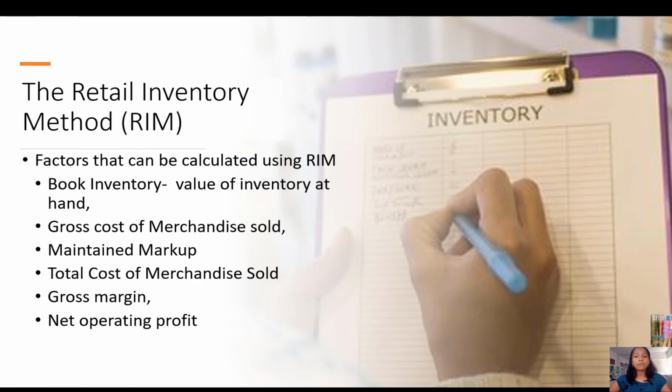Using the retail method of inventory valuation, a retailer can determine the following factors at any time. First, book inventory, which is the value of inventory in hand. Second, gross cost of merchandise sold. Third, maintained markup, which is the actual markup achieved on actual sales of goods. Fourth, total cost of merchandise sold. Fifth, gross margin. And lastly, net operating profit. Shortages can also be estimated by comparing book inventory value with physical inventory count.